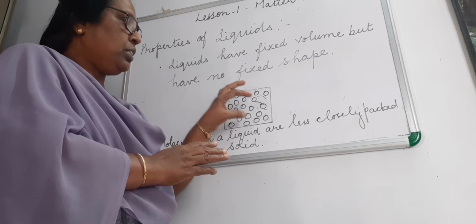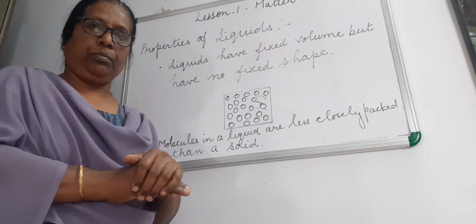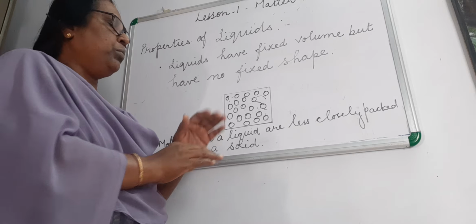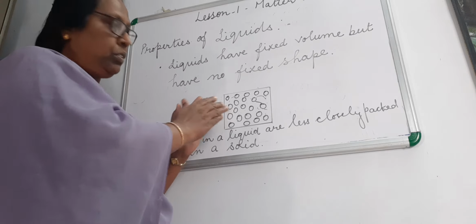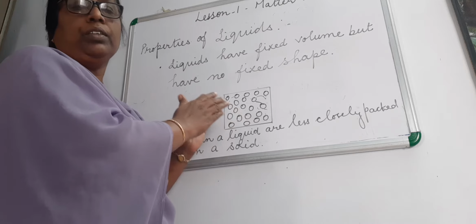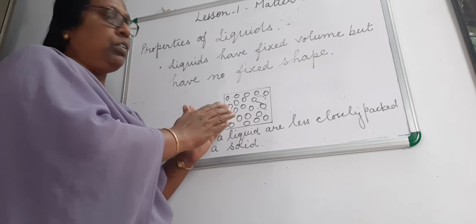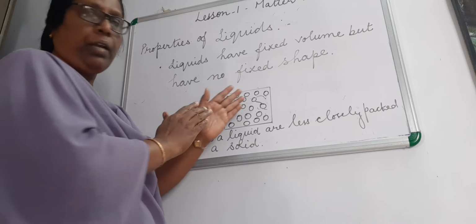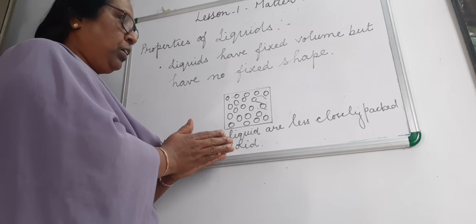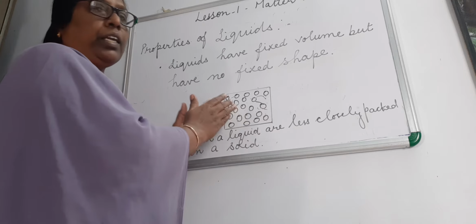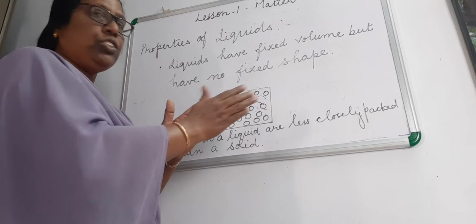So this makes the properties of any liquid. Why? Because of the intermolecular space between each molecule in a liquid, it can flow. It can move from its place to some extent. That means it can flow to some extent. So it does not have any fixed shape. As it moves here and there, it changes its shape.